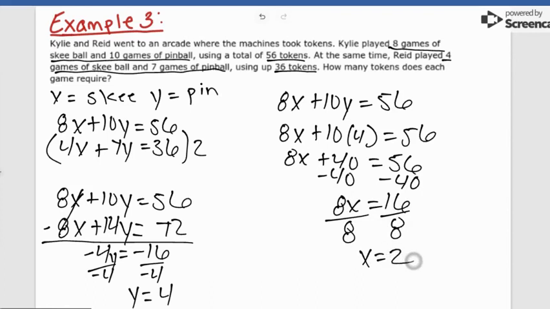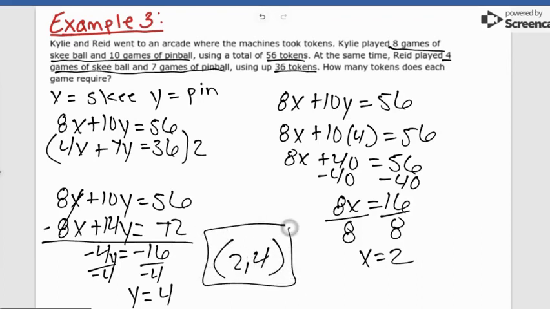And now we need to put that in coordinate formation. So make sure that you put the x and the y in the correct spots, even though we solved them in a different way. So it'd be 2 and 4. And that's your answer for this exam.